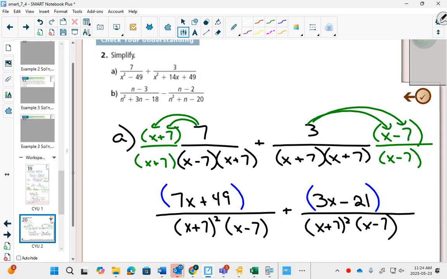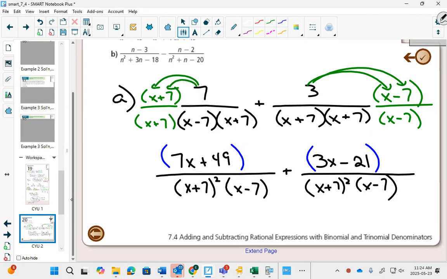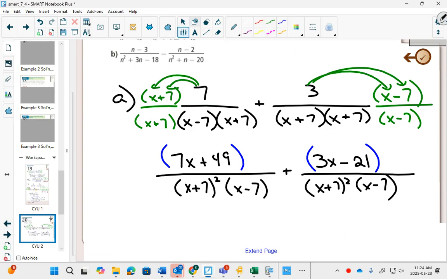So the rule for adding and subtracting fractions, so we need a common denominator. And that's what our plan was. We got a common denominator, and once you have the common denominator, your denominator stays the same. So I can write this as x plus 7 all squared times x minus 7. And then I can combine my numerators and add them. Do I have like terms? Yes. 7x plus 3x, 10x. 49 minus 21 plus 28.